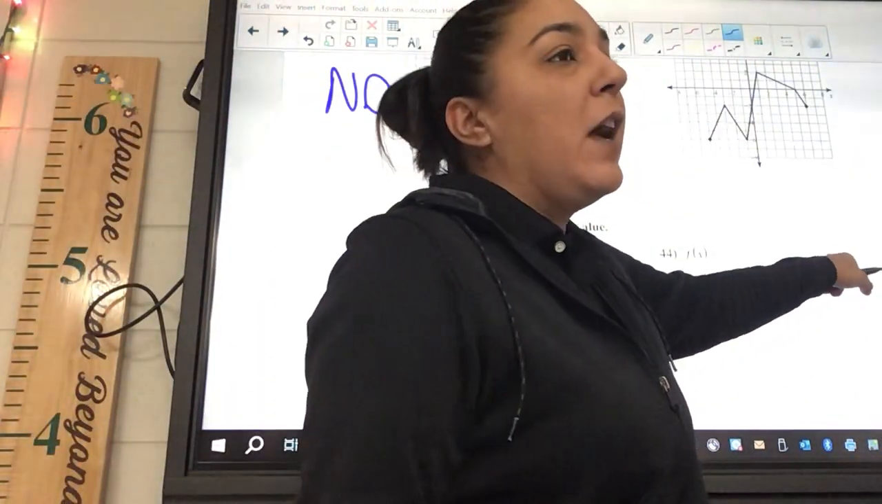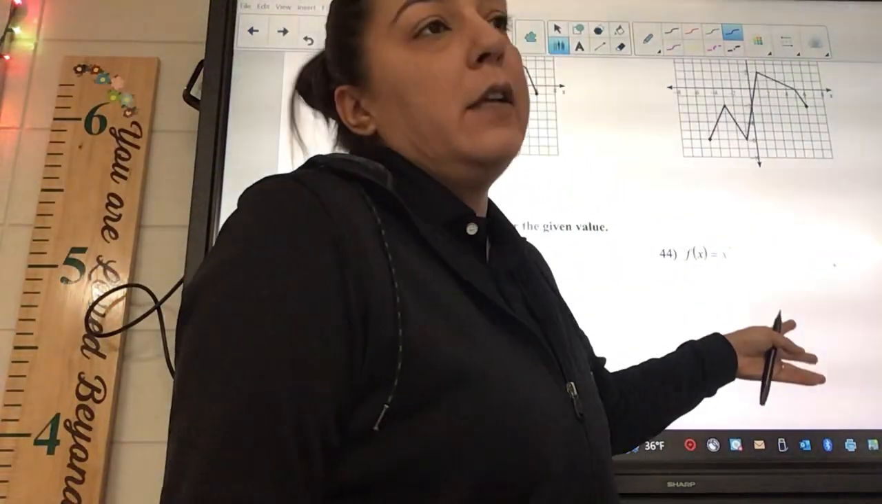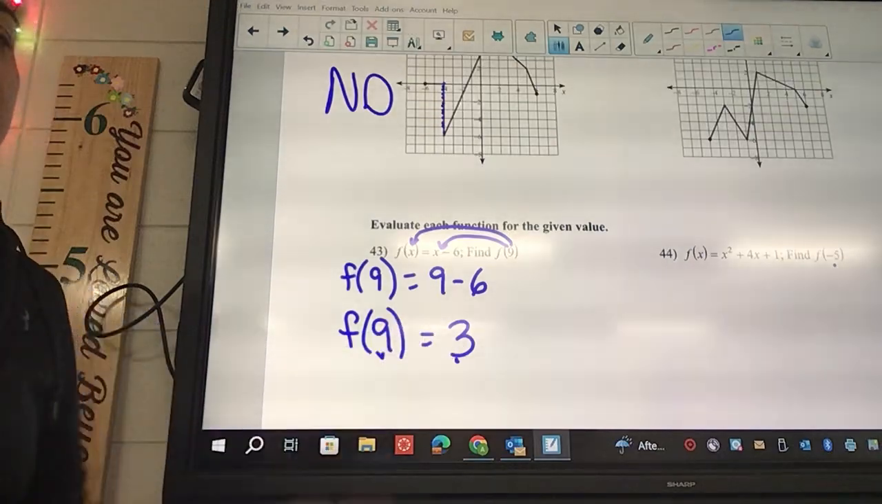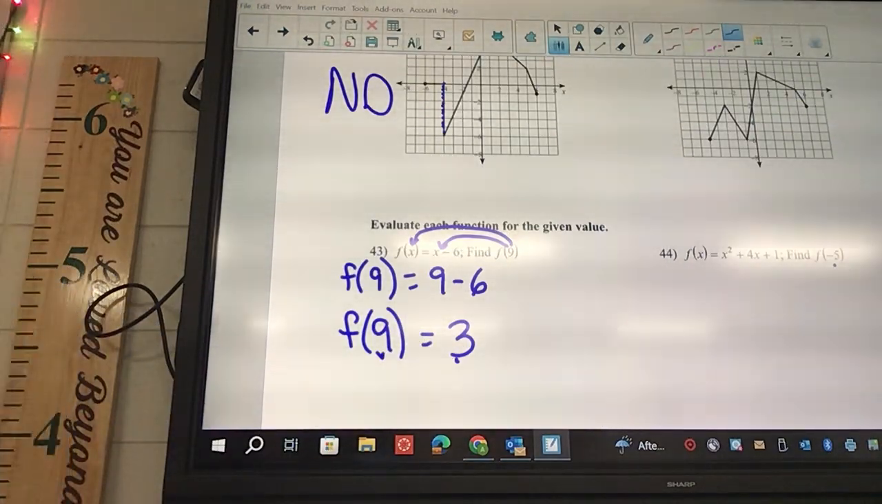Over here, it's the same thing. When I plug in -5, I get whatever answer that is. But on your test, it's going to look like this, but once you see the 3, you'll be good.